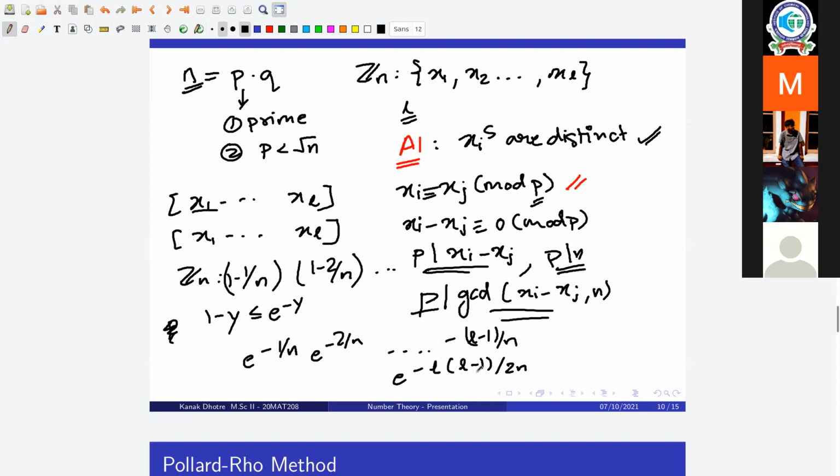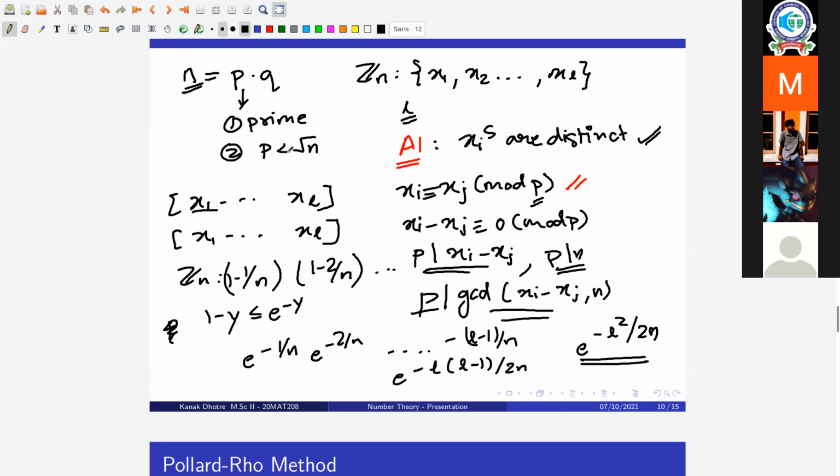Now, in some sense I can just approximate this minus L into L minus 1 by L square. It's a very crude approximation, but I think it will work. So you have minus L square by 2n. This is the probability that we're starting with. N is obviously the number that we have, and L square was the choice.